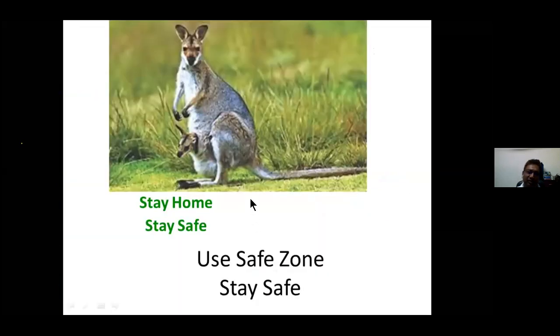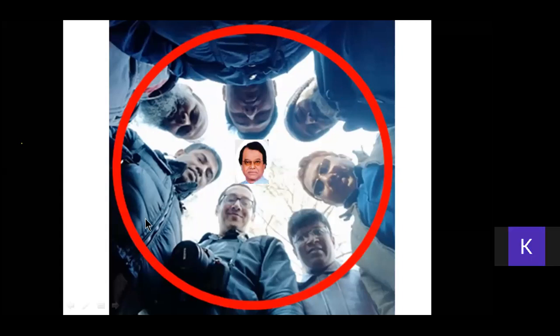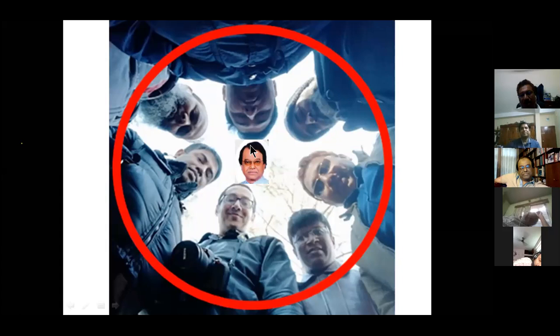Stay home, stay safe, use safe zone. And this is the picture. We seven making a circle near the ILIZAROV ring. And here, in the center is our mentor, our professor Bari sir, who inspired us to be an ILIZAROVian. Thank you, sir, for patiently hearing.